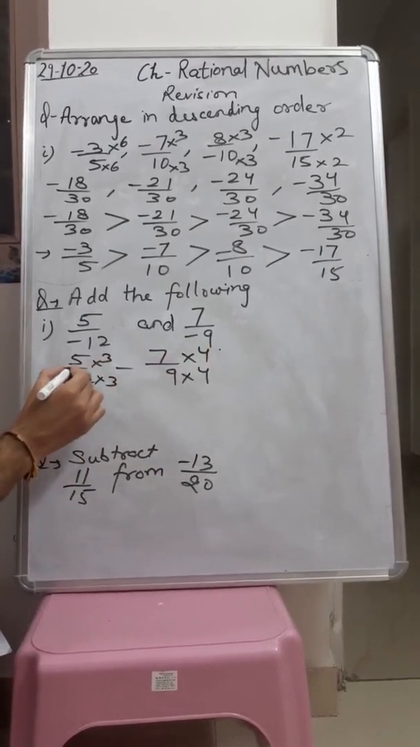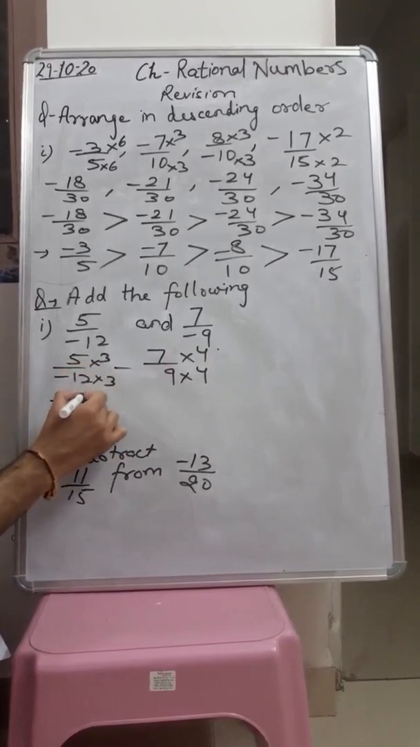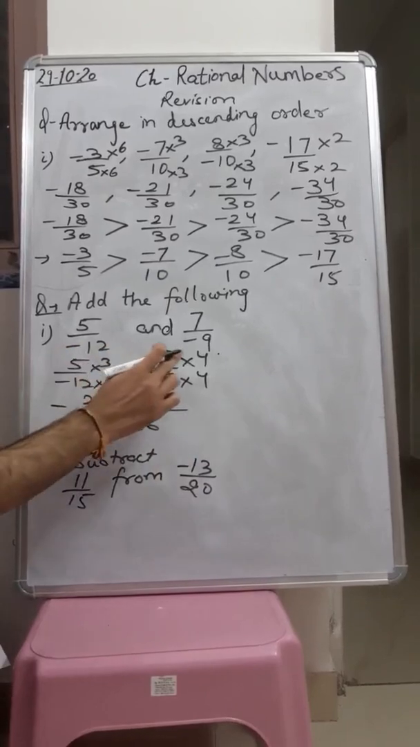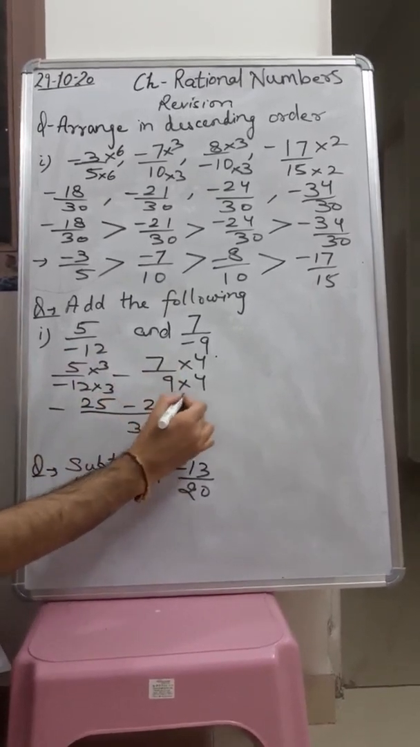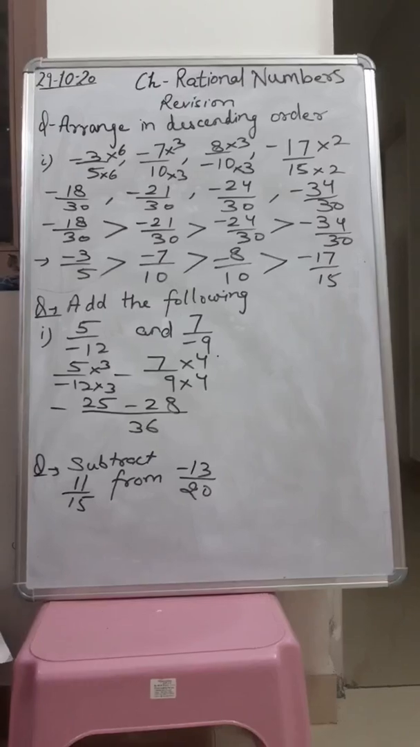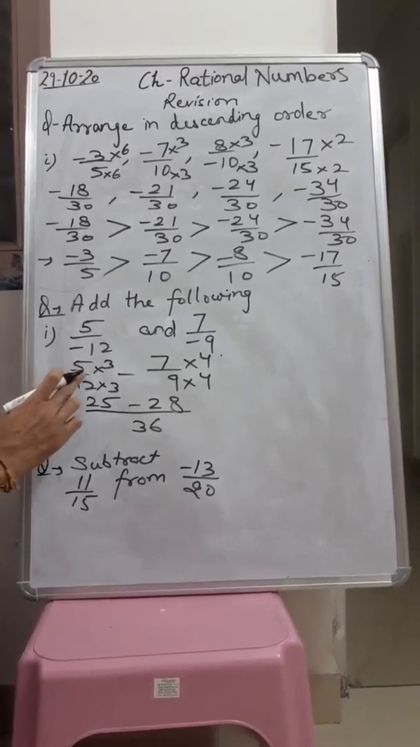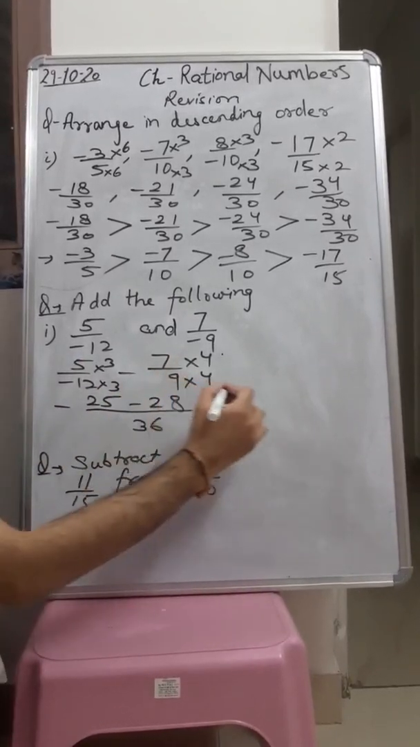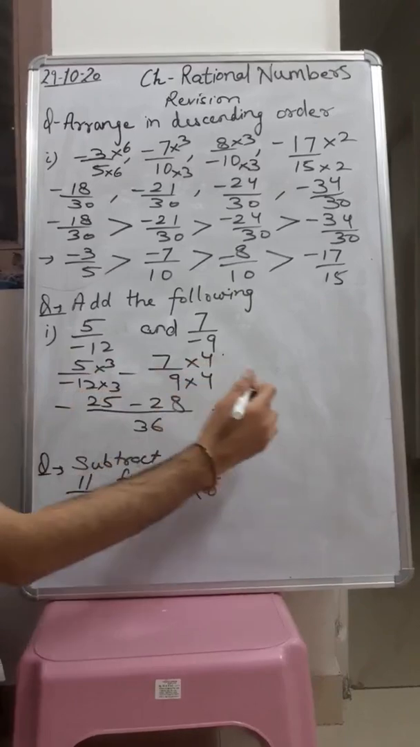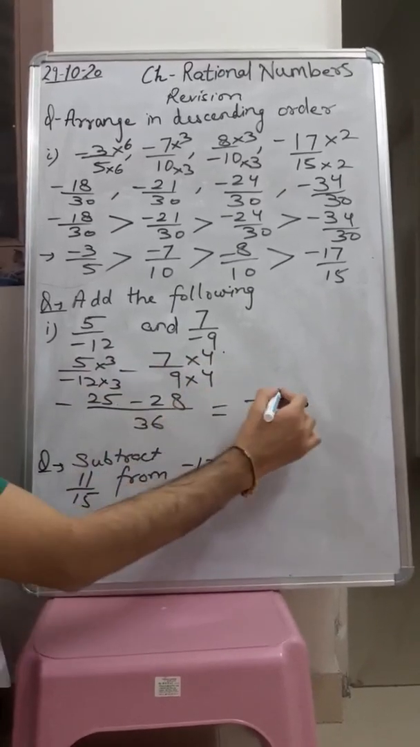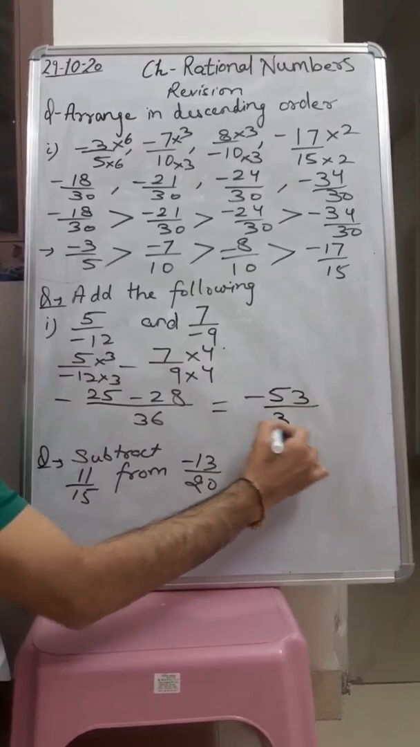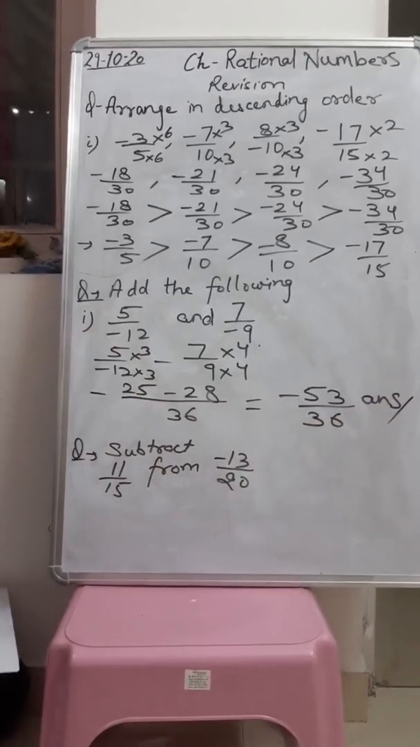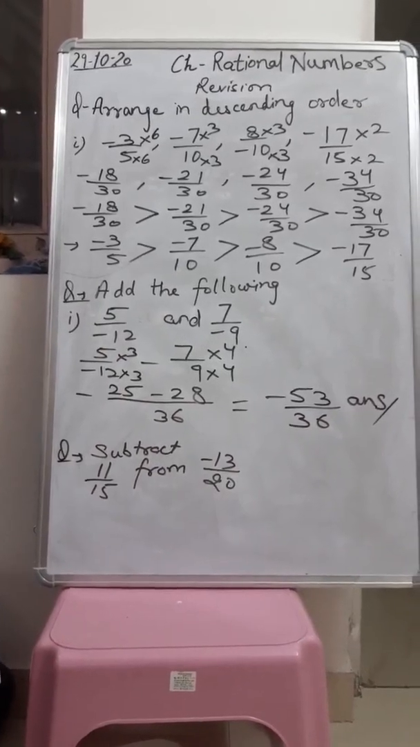So here you will get minus 15 upon, the LCM is 36, and here 7 times 4 is minus 28. So minus 15 minus 28 gives you, 5 times 3 is 15, yes, and 7 times 4 is minus 28. So it will give you minus 43 upon 36, and this is your answer. So in this way we can add two rational numbers.